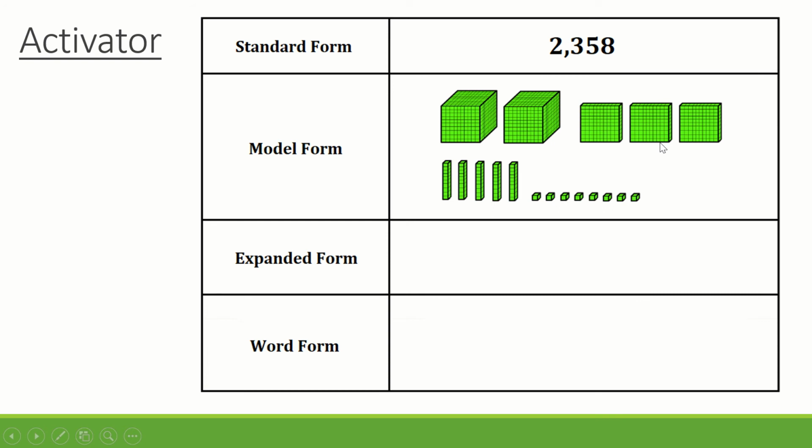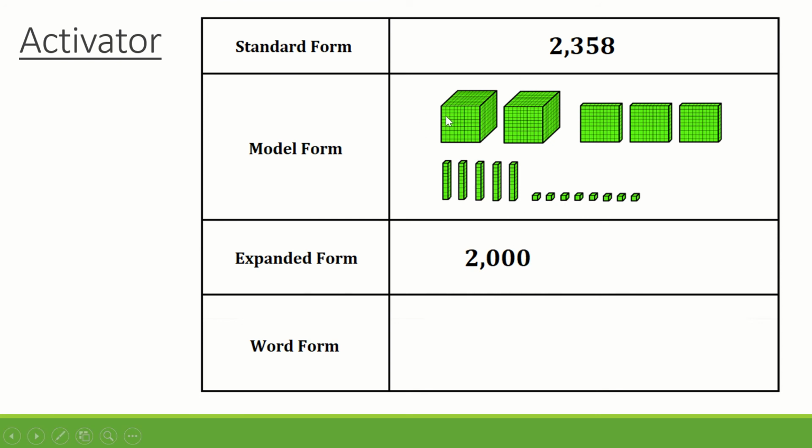And so I have successfully represented this number in its model form, and that reads as 2,358. In our expanded form, we can actually use our model to justify how we write our number in its expanded form. Again, I'm going to start with the largest place value, which is the thousands place, and that thousands place has a 2 located there. And that 2 can be represented using 2,000.